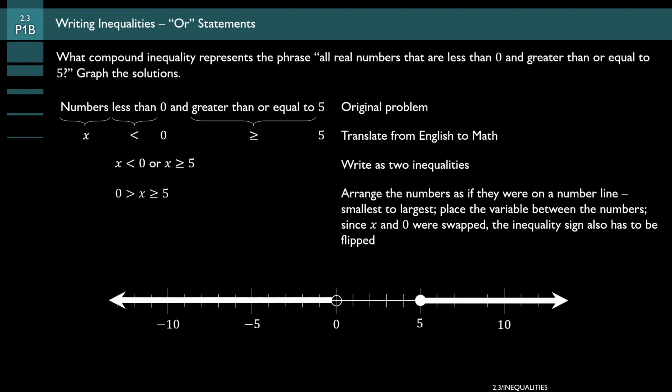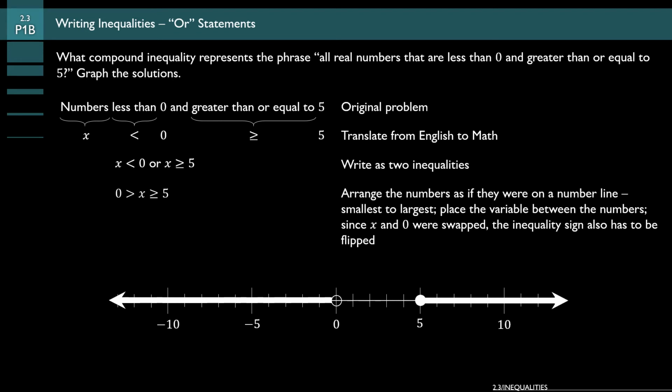Let's go ahead and check and make sure that this works. And for an or, it only has to work for one of them to make it a true statement. So if we plug in negative 5, is negative 5 less than 0? Yes. Is negative 5 greater than or equal to 5? No. Since the first answer was yes, though, negative 5 is a solution. It's good enough for us.